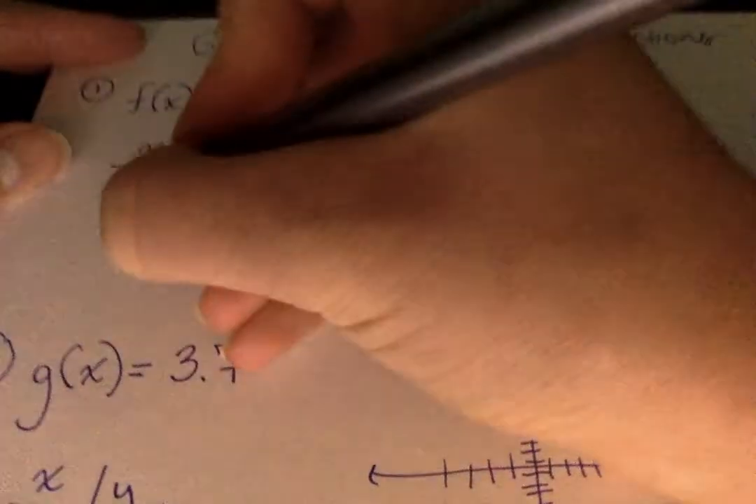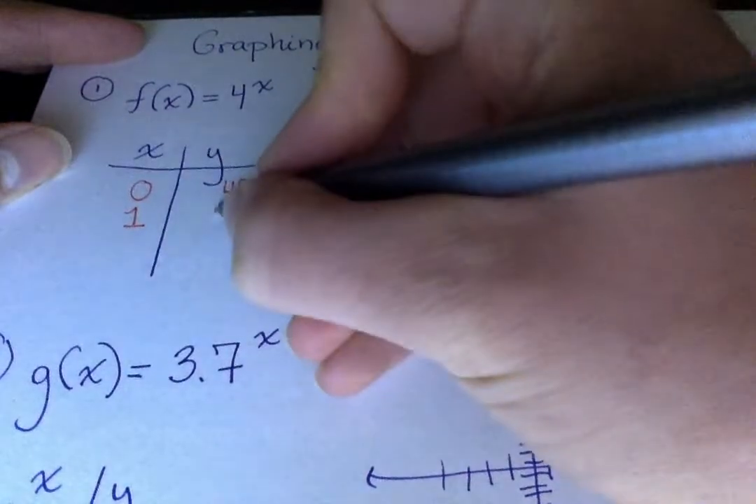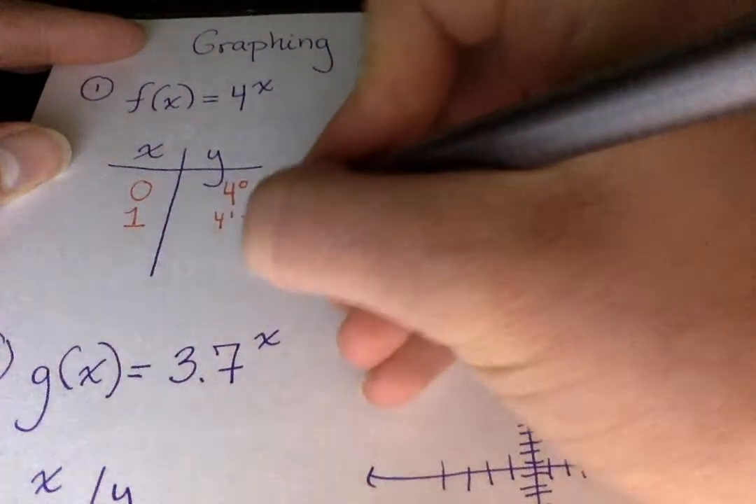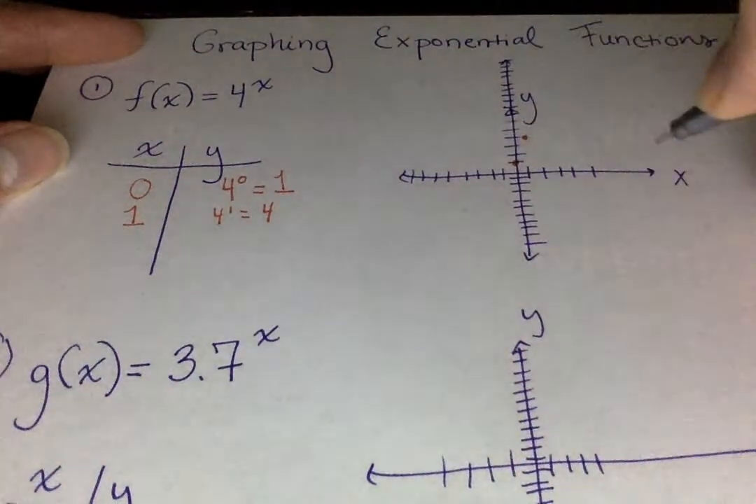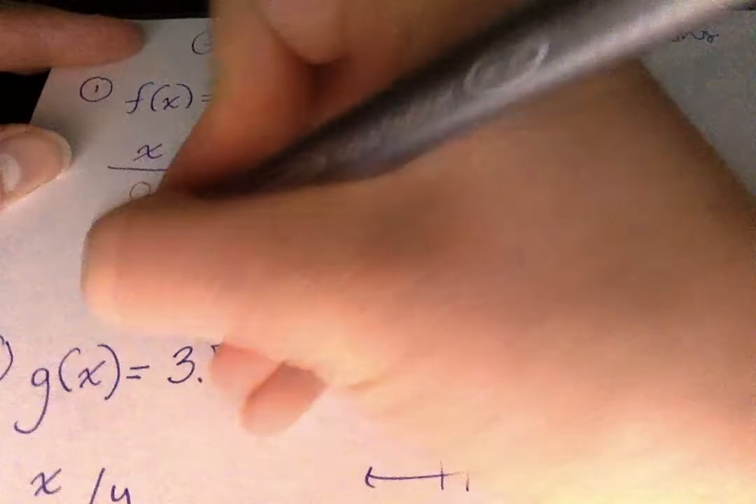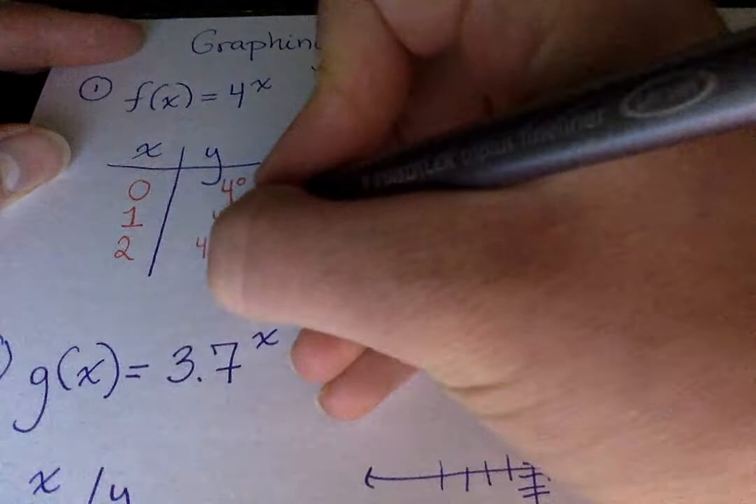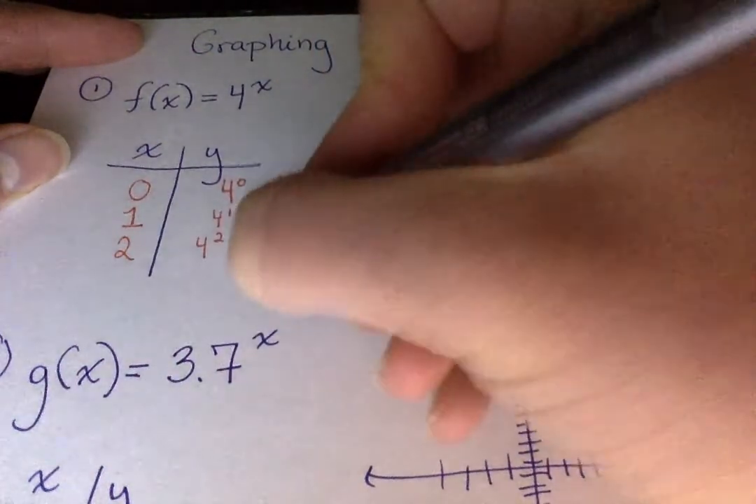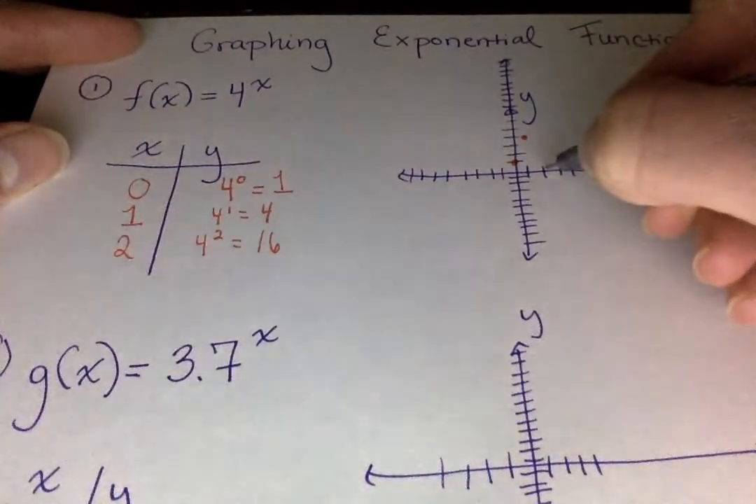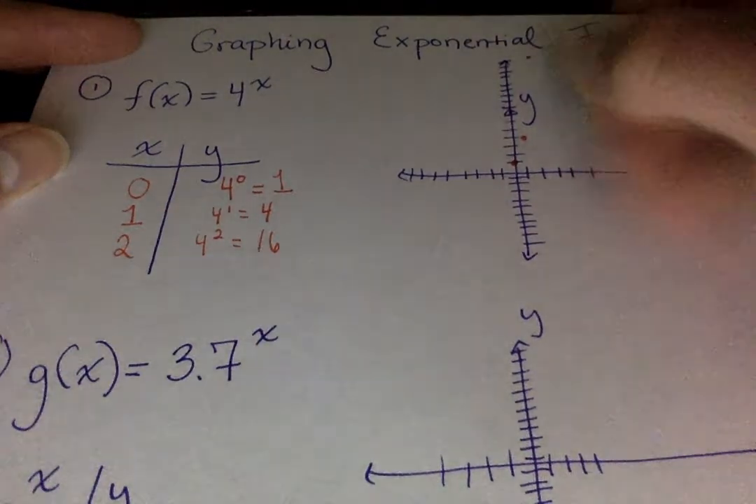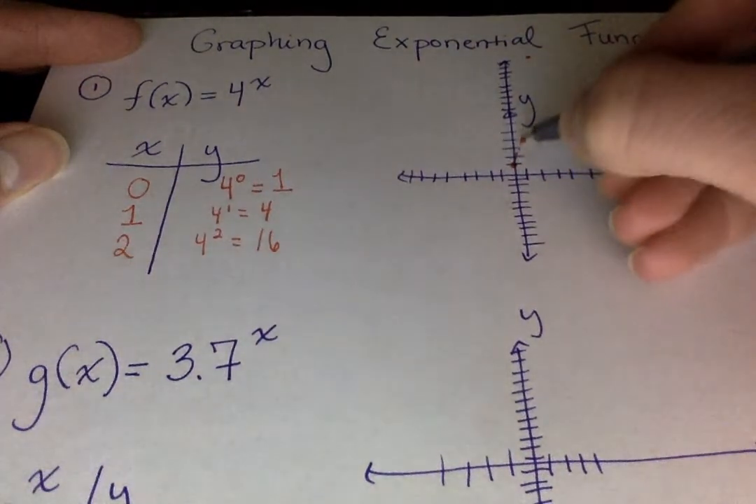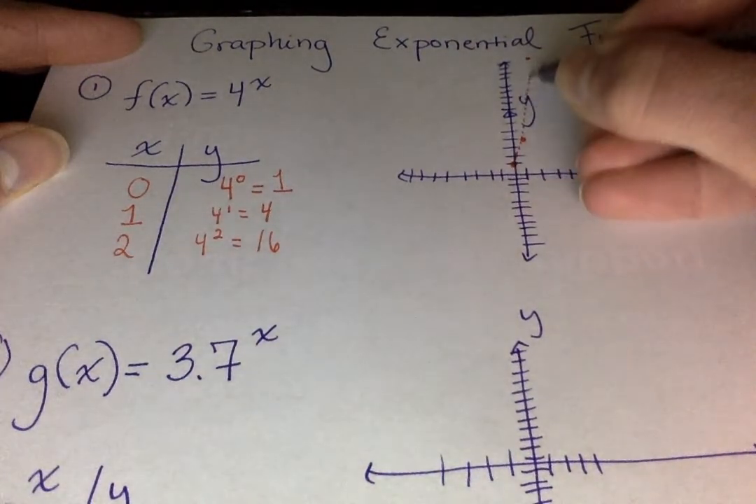Now what if I had 4 to the first power? Well, 4 to the first power is 4. So I have the point (1, 4). What if I had 4 to the second power? Well, that would be 4 squared, which is 16. So you can see this graph grows very, very quickly. It's all the way up there already. So the right-hand part of this graph is done.